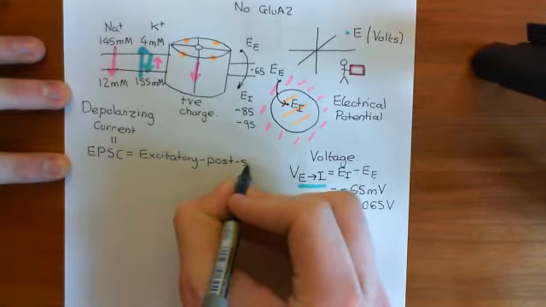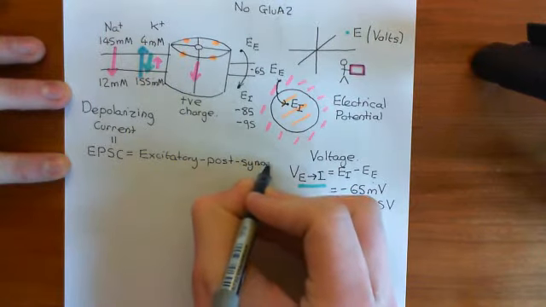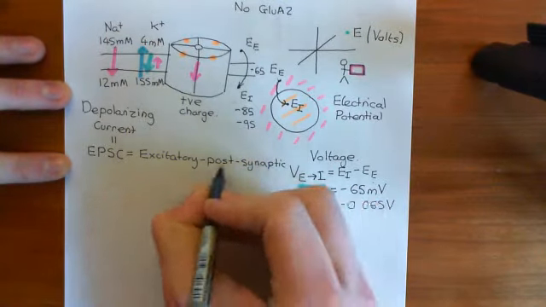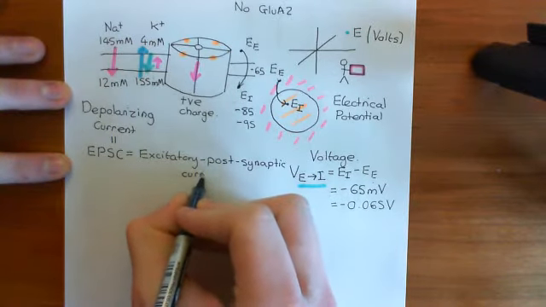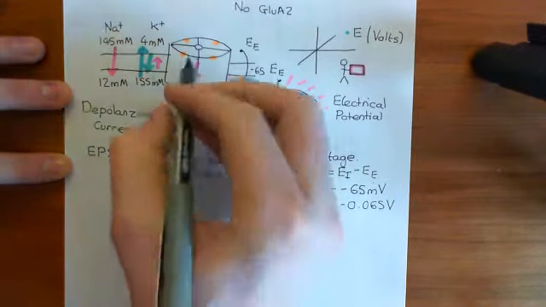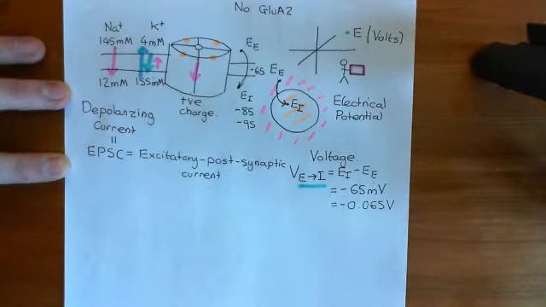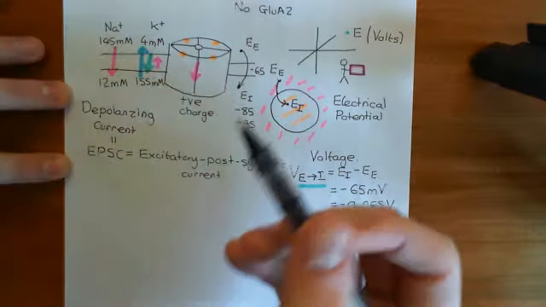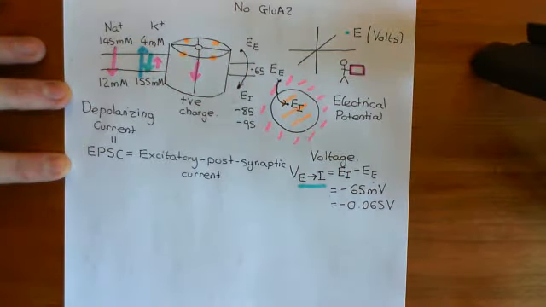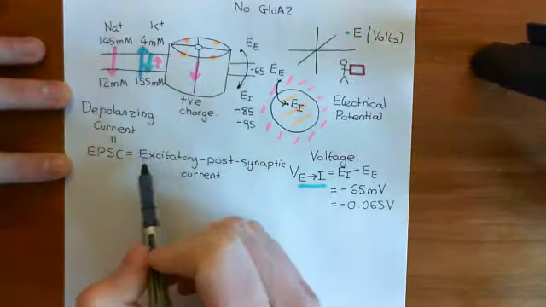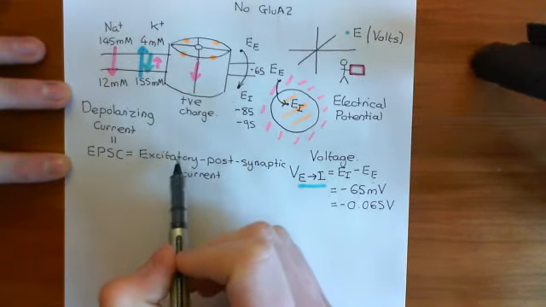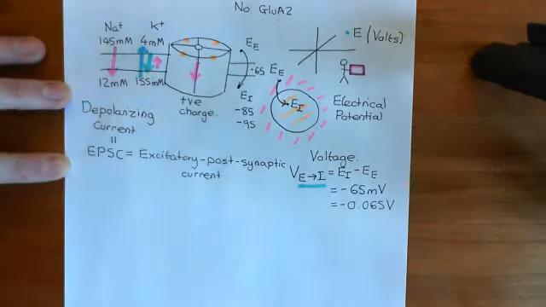Excitatory because it's going to make it more likely that the postsynaptic neuron will fire an action potential. And current again because we're working with a movement of charged particles. And postsynaptic just because it's the postsynaptic neuron. So what does this do then? Well, it's going to depolarize and excite the postsynaptic neuron, is what we've gathered from the name of it.